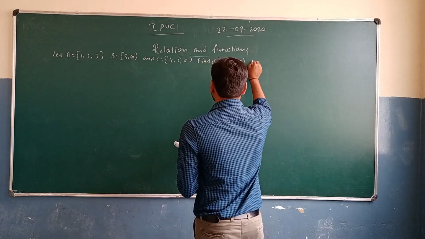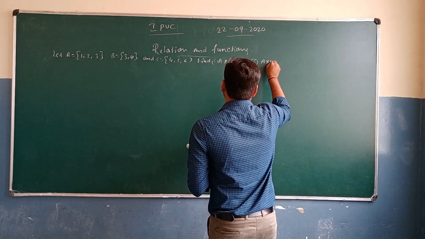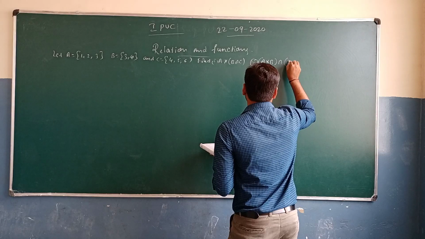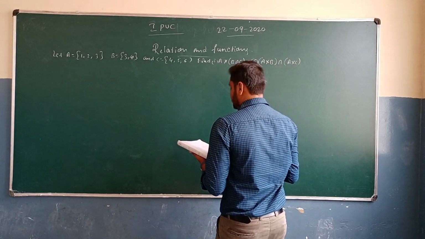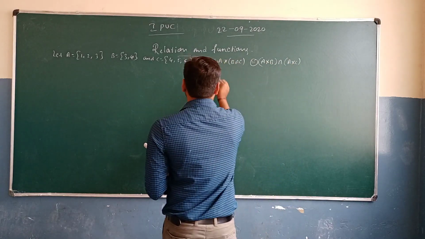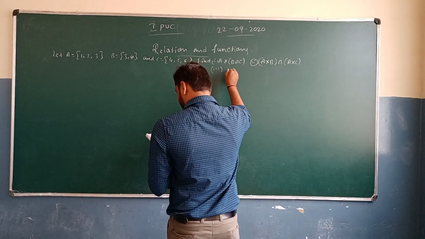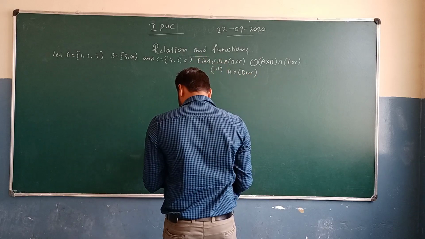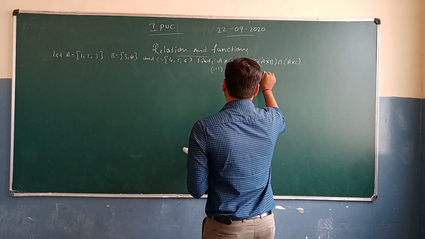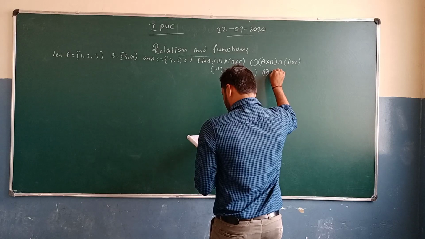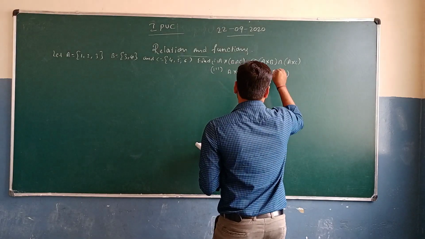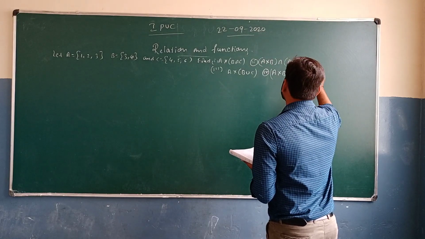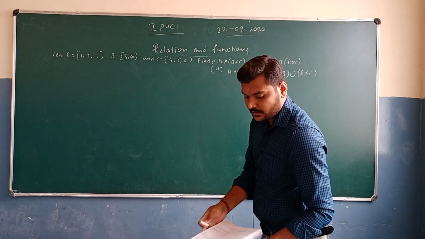The second one is A cross B intersection A cross C. The third one is A cross B union C. The fourth one is A cross B union A cross C. So this is what we need to find out.